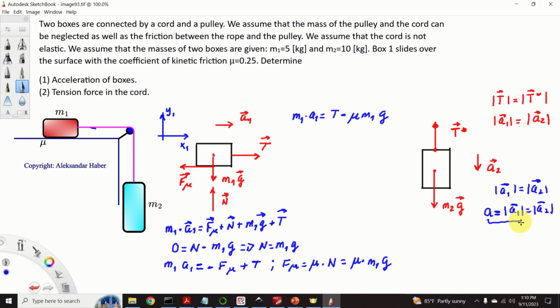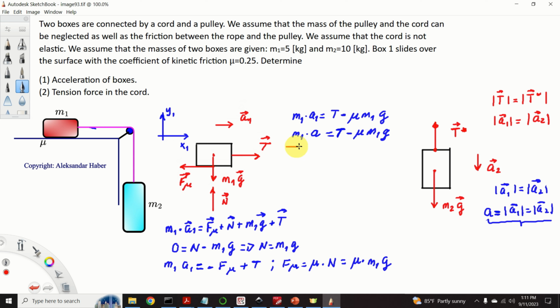By using this fact, we can write this equation like this. M1 times A is equal to T minus mu M1G. Perfect. This is our first equation. In this equation, we don't know A and we don't know T. Consequently, we need to obtain an additional equation in order to solve this problem. And this additional equation will be found by applying Newton's second law to this free body diagram.